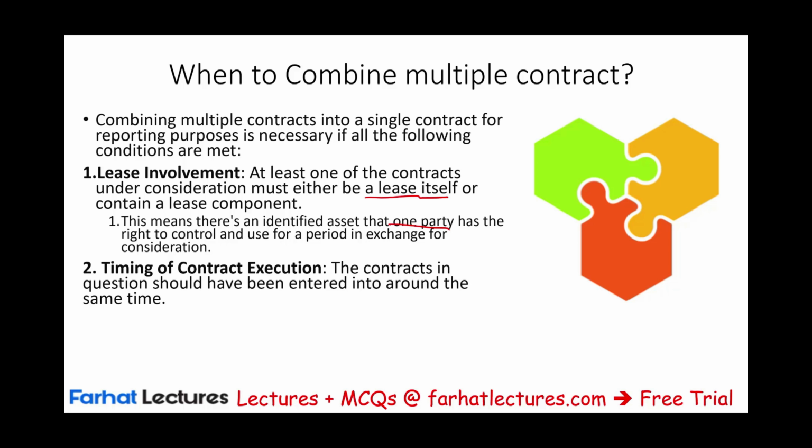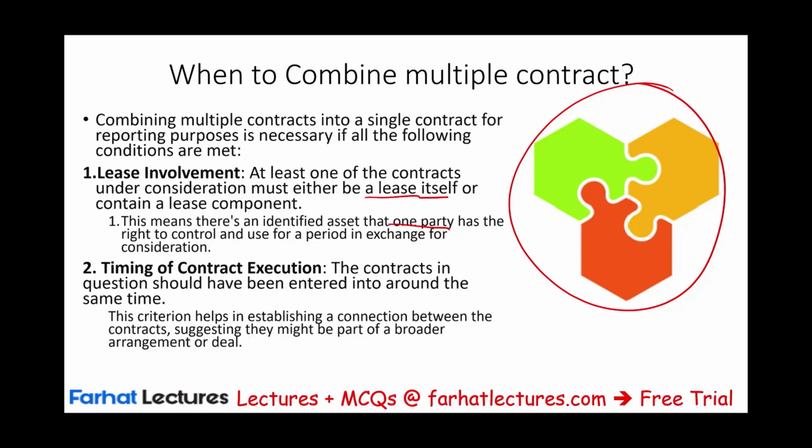Timing of the contract execution. The contracts in question should have been entered into around the same time. So when you enter into these contracts, they're all together. You enter into the contracts all together. The criterion helps in establishing a connection between the contracts, suggesting that they might be part of a broader arrangement or deal. So if you enter into the deal with the parking spot, the commercial space, and the storage all together, it looks like you're getting this for your cafe.